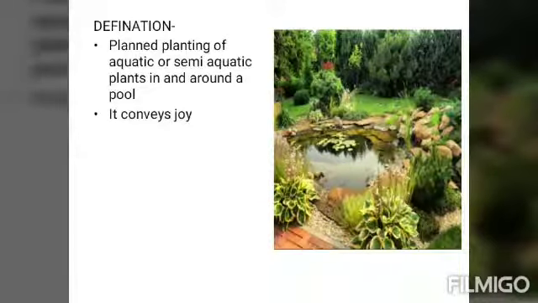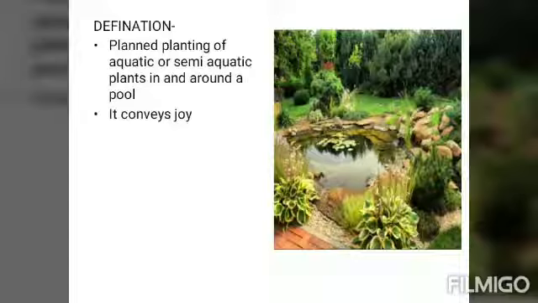Here is a brief definition, that is what is water gardening. So you can say that water gardening is the planting of aquatic or semi-aquatic plants in and around a pool. Like you can see in this picture, a small illustration or example, there are plants planted at the side, and even inside there are lotus leaves you can see.